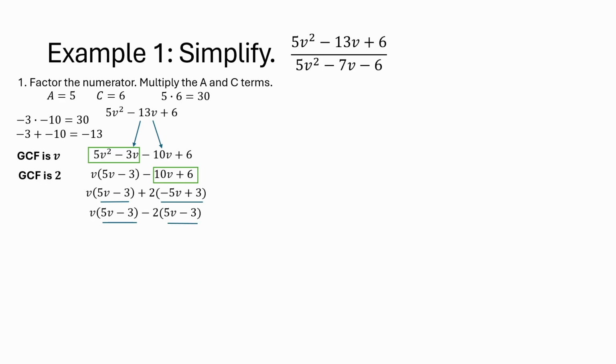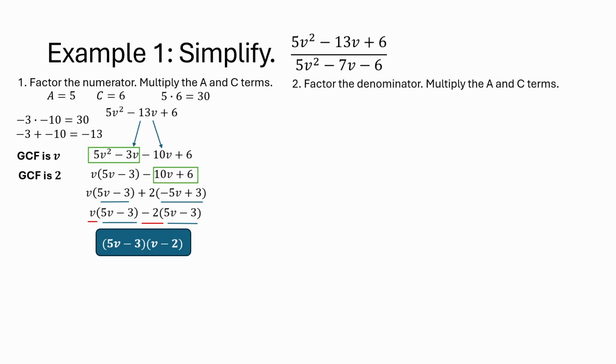I have 5v minus 3. So that's going to be one of my factors. And then to get the second factor, it's going to be the two terms that are in front of the parentheses, so the v minus 2. So the numerator will factor to be 5v minus 3 times v minus 2. Now I'm ready to factor the denominator. I'm going to do the same thing.